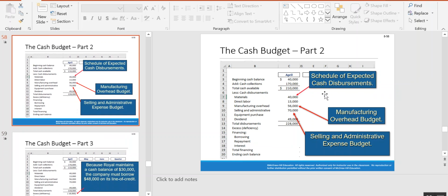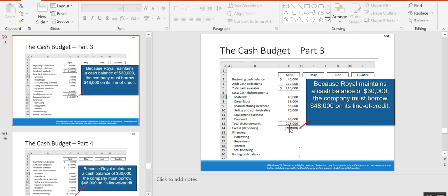And this is going to be based on these other schedules that we've completed: the schedule of expected cash disbursements for materials, the direct labor budget, manufacturing overhead budget, and then selling and admin budget. Now those are all going to play into this. Those are the expenses that we have. Then we have the dividend. And when we get done, our cash disbursements are higher than our cash receipts.